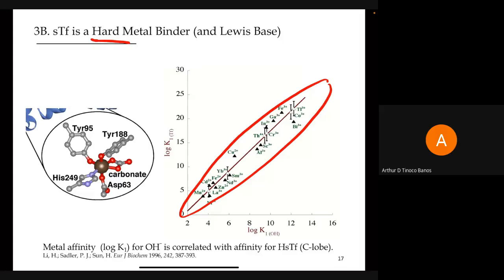But that correlation is made based on the affinity of these metals for the hydroxide anion. So there was this linear correlation that demonstrates that the metals that have the highest affinity to this protein are those metals that are hard Lewis acids.